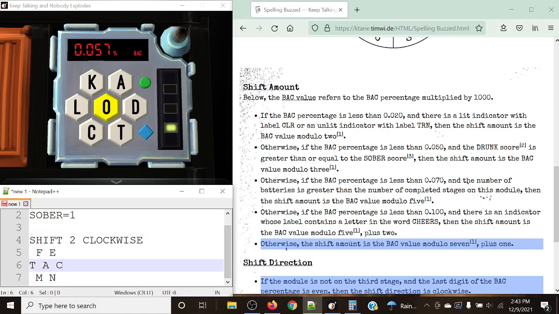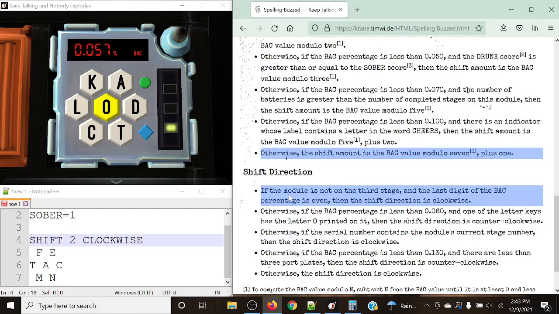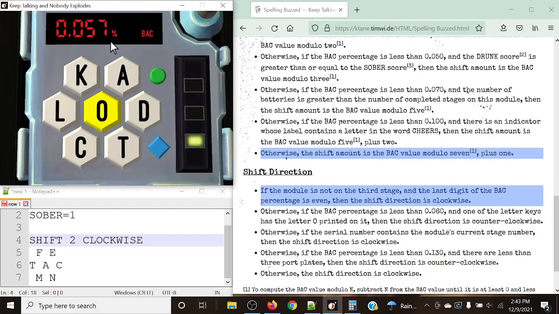However, we don't know if it's going to be clockwise or counterclockwise, so let's figure that out. If the module is not on the third stage and the last digit of the BAC percentage is even, then the shift direction is clockwise. However, the last digit of the BAC percentage is not even, it is an odd number. 7 is an odd number, so this rule is not true.